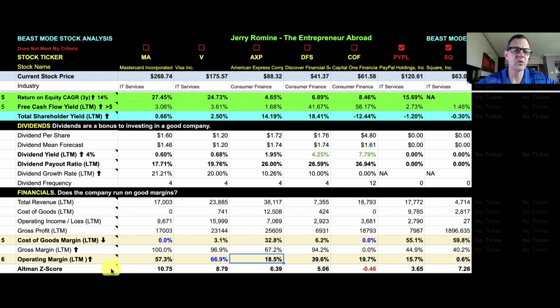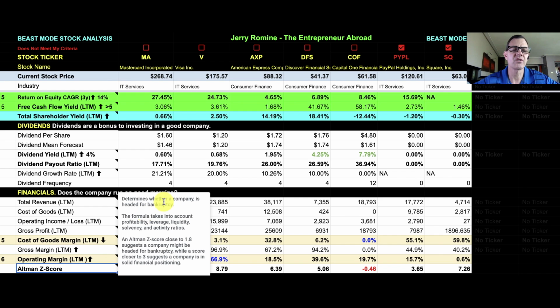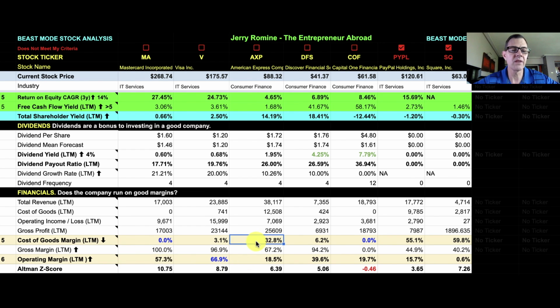The Altman Z-score is a fun one to get a quick check on, and it determines whether a company is headed for bankruptcy. The formula takes into account profitability, leverage, liquidity, solvency, and activity ratios. An Altman Z-score close to 1.8 suggests a company might be headed for bankruptcy, while a score closer to 3 suggests a company is in solid financial positioning. So when we look at this, everybody is coming in strong here except for Capital One Financial. They've got an Altman Z of negative 0.46, and that is a concern.